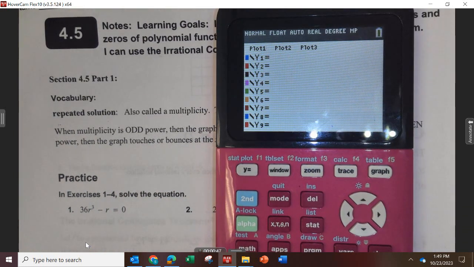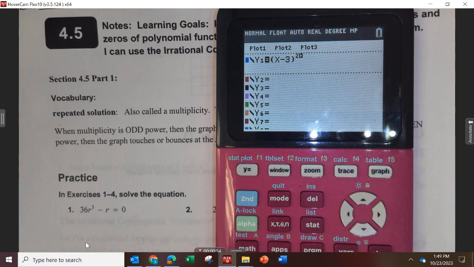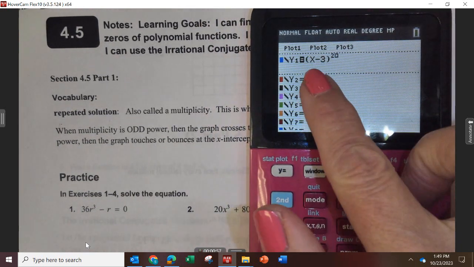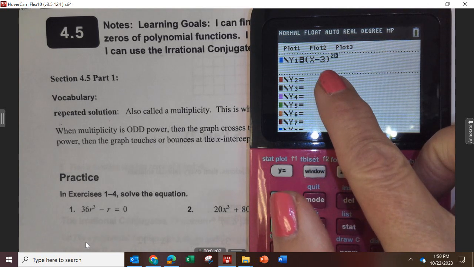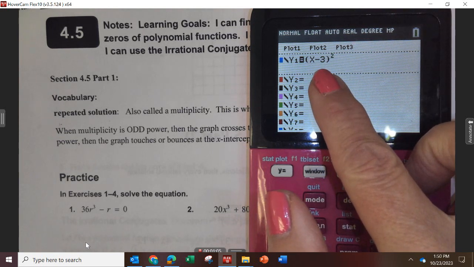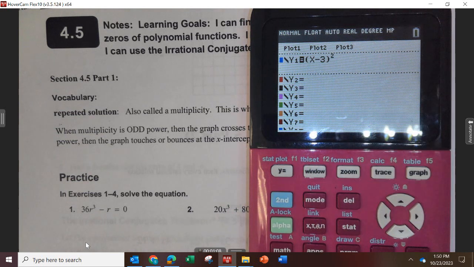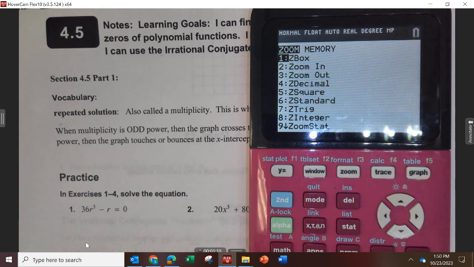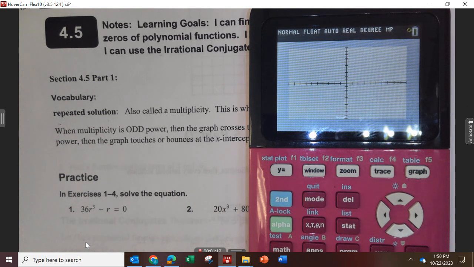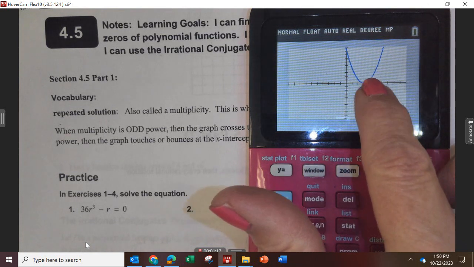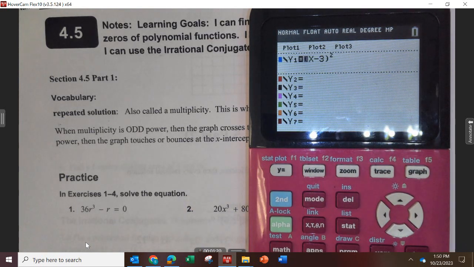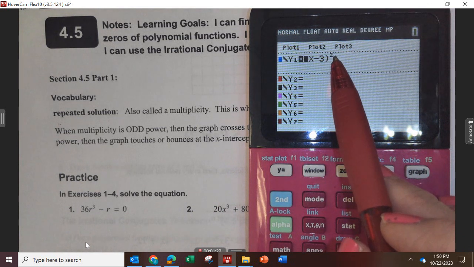So if we go to y equals, and let's say we have x minus 3, and I'm going to do this to the second power. All right, so what's going to make that equal 0? What minus 3 is 0? 3. So this should have a 0 at 3. So we're going to take a look at it. And there it is. See how it does have a 0 at 3? But it also bounces. And the reason it bounces is because this is an even power.